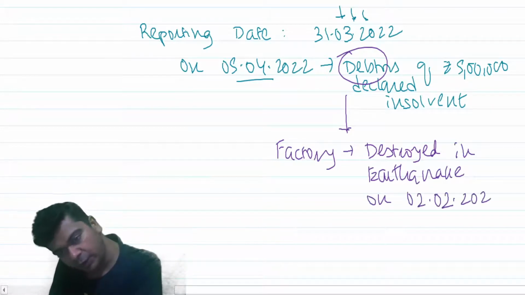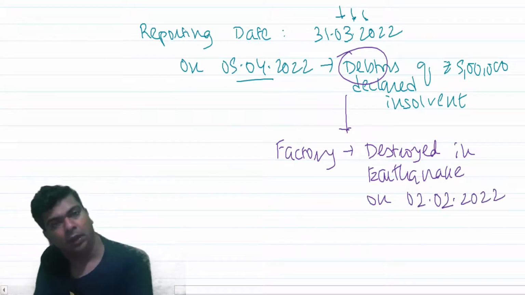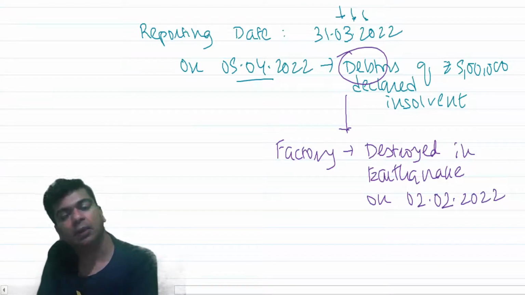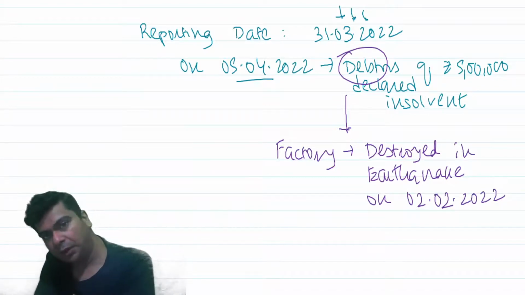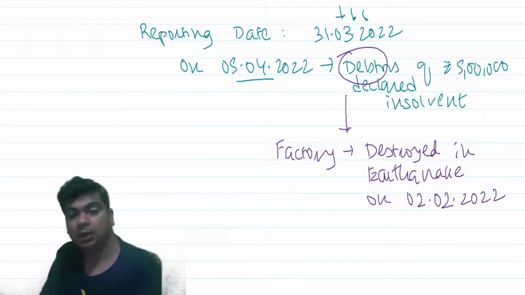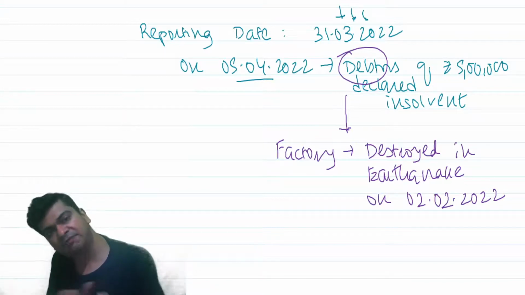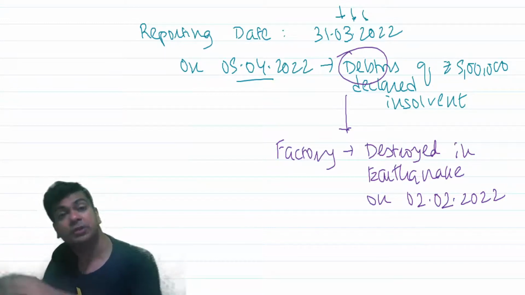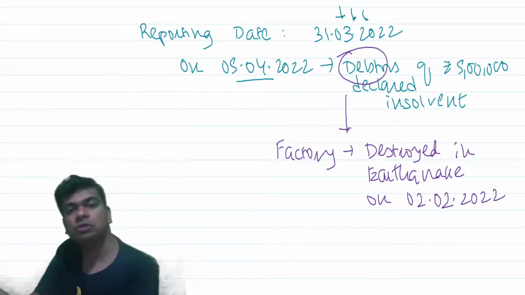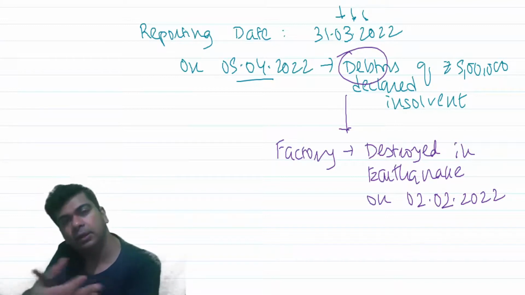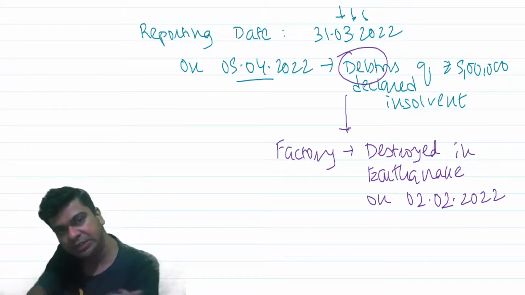This factory got destroyed in the earthquake on 2nd February 2022. The debtor was doing its business, manufacturing goods in this particular factory. There was a major earthquake and the factory got destroyed. Of course, the earthquake made news also. You might have read it in the newspapers, or watched it somewhere.